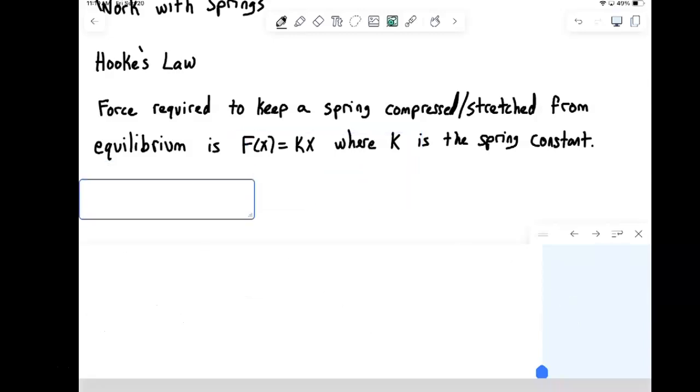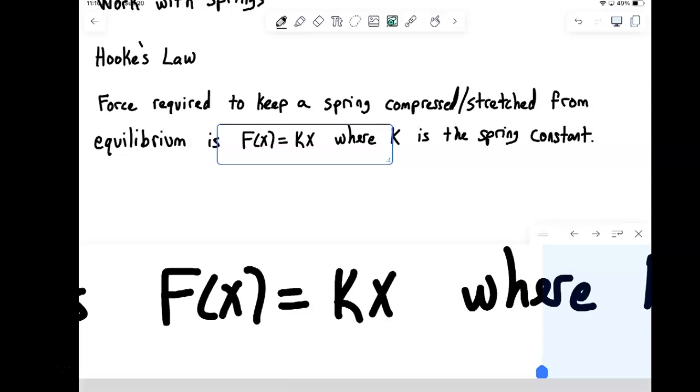So let's see an example here of using Hooke's law now, along with what we've just learned. The force to stretch it 1 inch is different than the force to stretch it 2 inches. So it's a variable force depending on how far you've stretched it. That's going to determine the amount of force you're exerting in doing that.